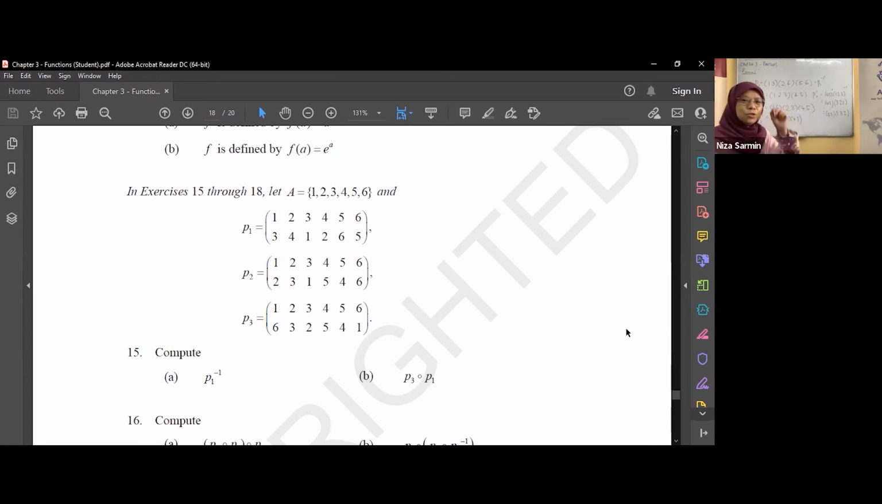All right. So the second one, let me do the second. Let me do another question. You try D, yeah? So let me do P3 inverse P2. P3 inverse P2. Okay, then I multiply by P2.